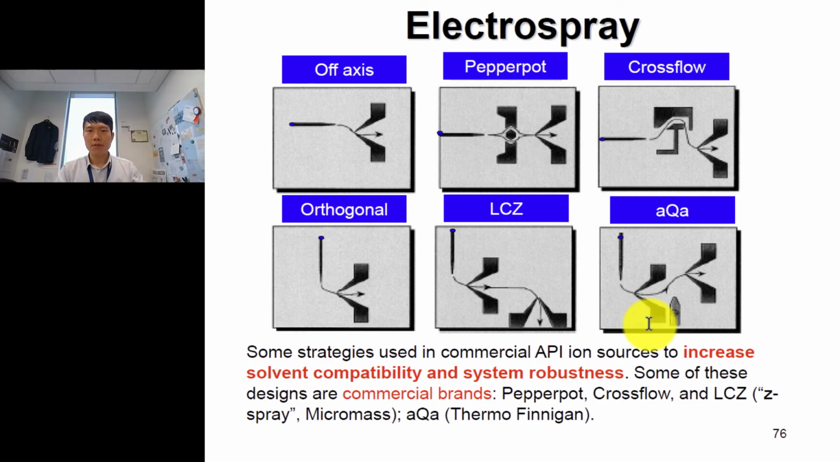Besides using different kinds of electrospray, we can also adopt some strategies in commercial atmospheric pressure ionization ion sources. So there are some commercial brands in the industrial lab. You don't just say, okay, you look at the name of the brand, say, oh, Pepperpot, Crossflow, LCZ, Micromass, AQA. So either we use the name of the company or we just use the name of this series of electrospray.